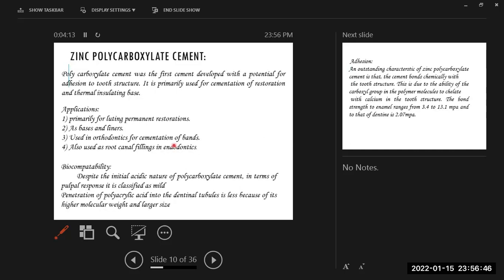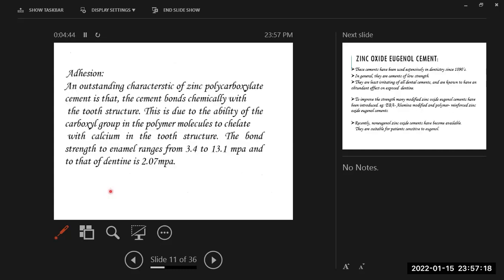Next is zinc polycarboxylate. The main significant property of zinc polycarboxylate is that it has a chemical adhesion to tooth structure and is primarily used for cementation of restorations and is also used as a thermal insulating base, mainly for luting as well as base, liner, orthodontic, and as root canal fillings. And because of the high molecular weight and larger size, penetration into the dentinal tubules is very less in case of zinc polycarboxylate cement. In addition, you have a chemical adhesion to the tooth structure because of the bonding of the carboxyl group with the calcium in the tooth structure.